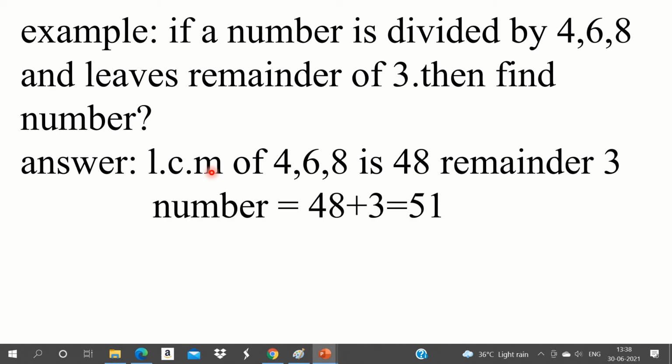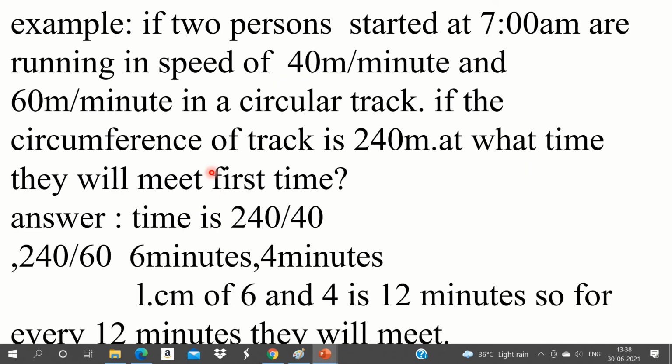So if you divide the 51 by 4, you get a remainder 3. If you divide the 51 by 6, you get a remainder 3. If you divide the 51 by 8, you get a remainder 3.